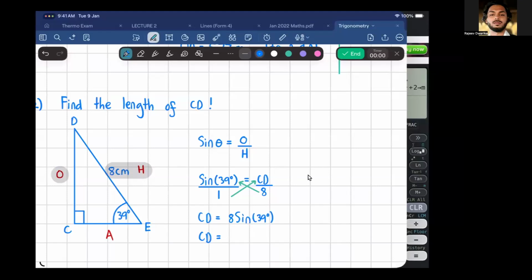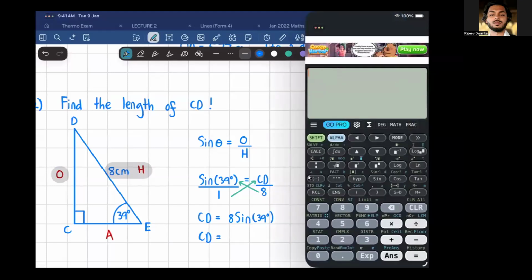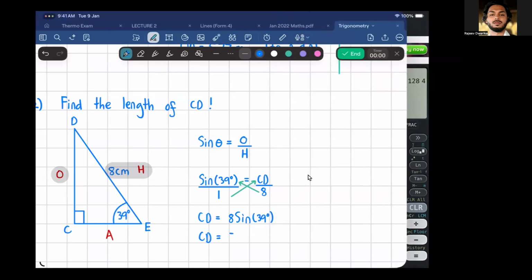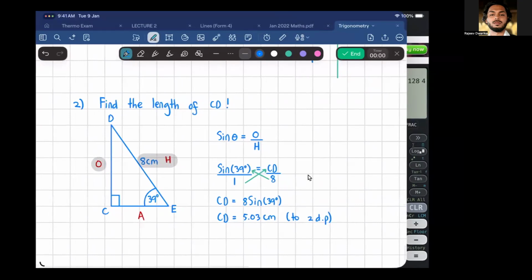So remember the answer on the calculator. I get 5.03. Let's check that out. Yeah, 5.03 is correct. Nice. All right, so 5.03 centimeters. And in brackets, you'll put two decimal places. That's it. What do you all think about that?